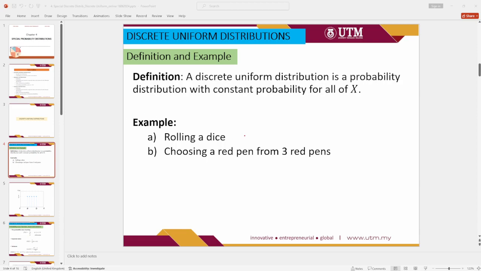For example, we have rolling a dice. Since a dice has 6 faces, the probability of you getting any number from 1 up until 6 is 1 over 6. Or maybe the probability of choosing a red pen from 3 red pens. So you have 3 red pens, so the probability of you choosing 1 pen is 1 over 3.